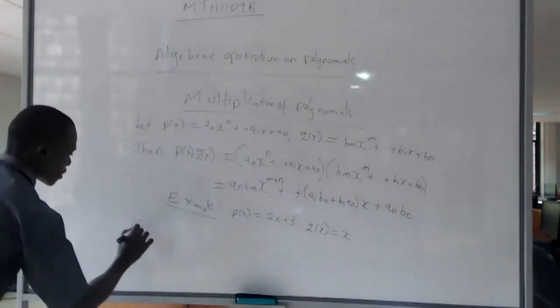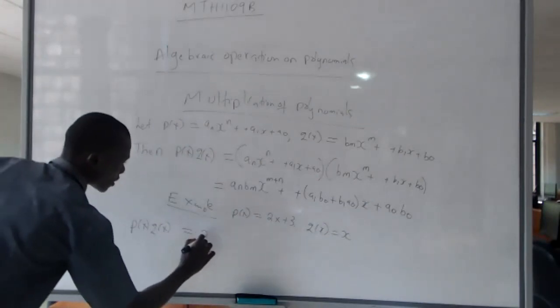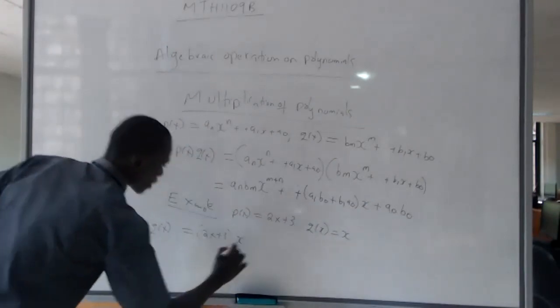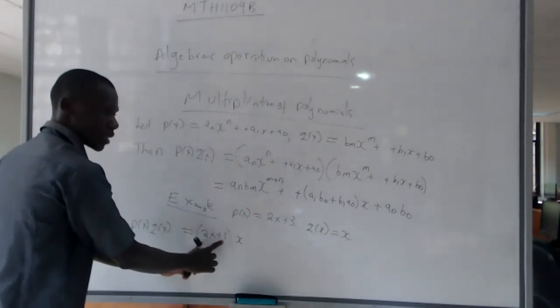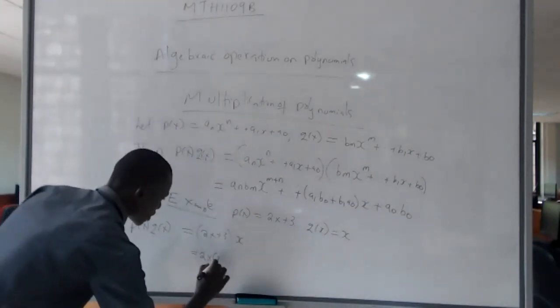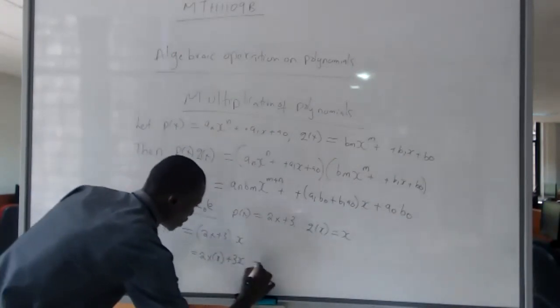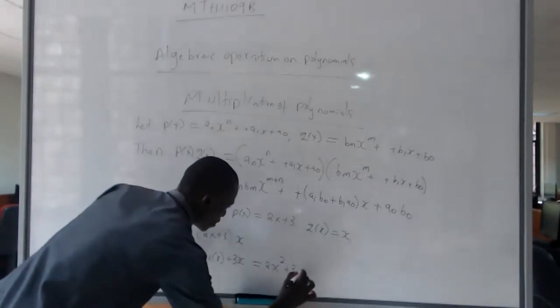So p(x) times q(x), well, that is the same as (2x plus 3) in brackets multiplied by x. Then here, just open the bracket, take each term in the bracket and multiply by the term outside. So I will have 2x times x plus 3 times x. And this is simply 2x squared plus 3x.